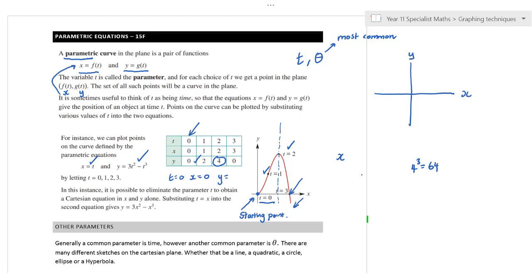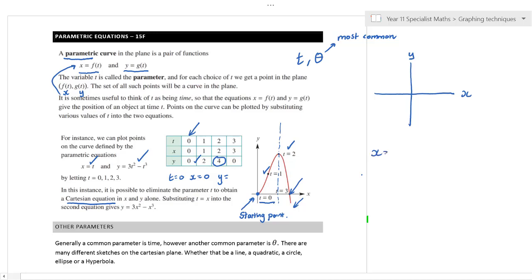So the question is, in this instance, it's possible to eliminate the parameter t to obtain a Cartesian equation in x and y alone. Substituting t equals x into this equation gives this. Now, that's just showing you a bit of one example. So let's do it. I want to show you how to do the working.